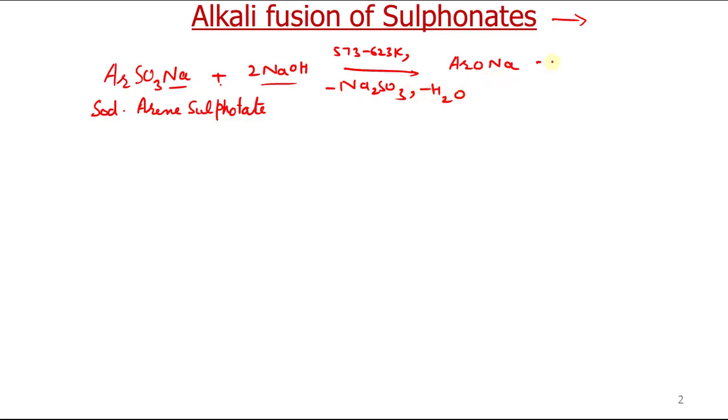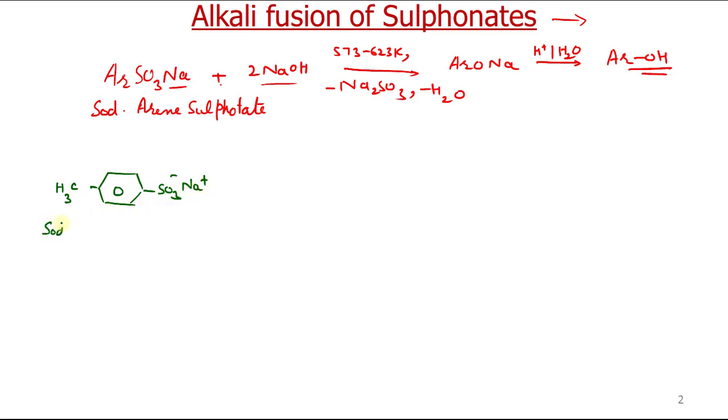Now this can undergo acidic hydrolysis with water, then we get the alcohol, ArOH. That is how you can get phenols from the alkali fusion of sulfonate. I will write some reaction for you. Suppose we have this compound SO3 negative, Na positive, and this compound is called sodium toluene sulfonate.